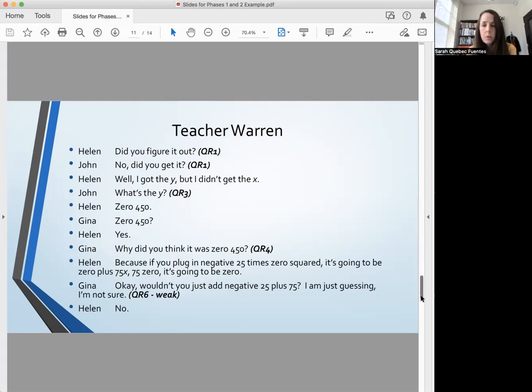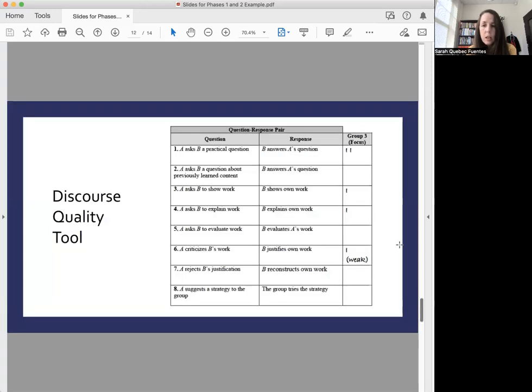Again, let's look at the improvement here in this dialogue, especially with Gina. So despite the continued expression of a lack of confidence, we do see a change in Gina here. She progressed from merely accepting an answer to seeking to understand it and listening and critiquing another's explanation. We can also see an increase in the amount of QR pairs that occurred within this interaction.